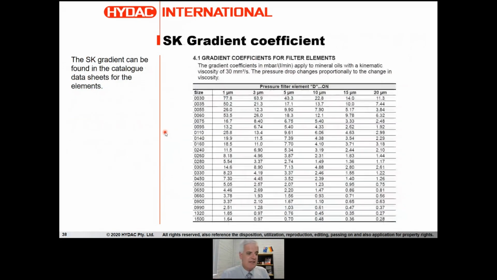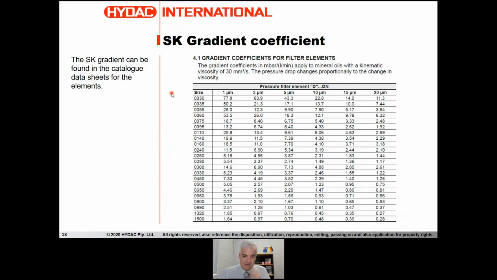So the SK gradient can be found in the catalog data sheets for the elements. If you can't see it in your catalog, you're probably not looking at the element part of the catalog, okay? But you're looking at the housing. Housing pressure drop data is with the housing, and the element pressure drop data is with the element.